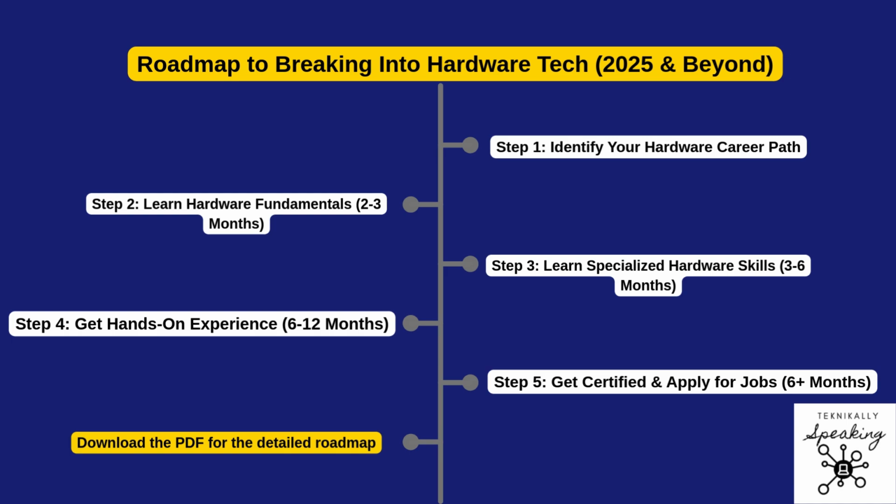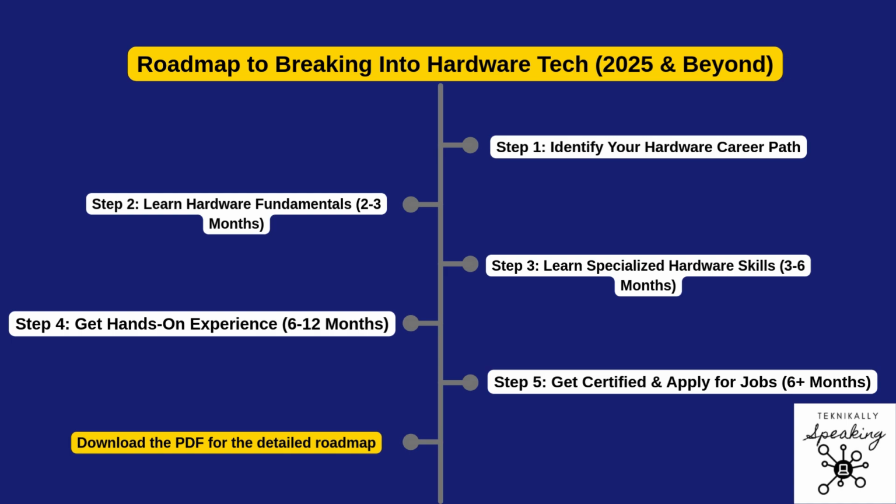Step four, get hands-on experience. So to break into hardware tech, you need to demonstrate hands-on skills. So you want to do projects that you can build and showcase what you know. For example, build your custom PC and document that process. You can set up a small business network and document that process as well. Work on an IoT project, or you can perform a hardware penetration test. And the best thing to do is to contribute to an open source hardware project, like on GitHub.